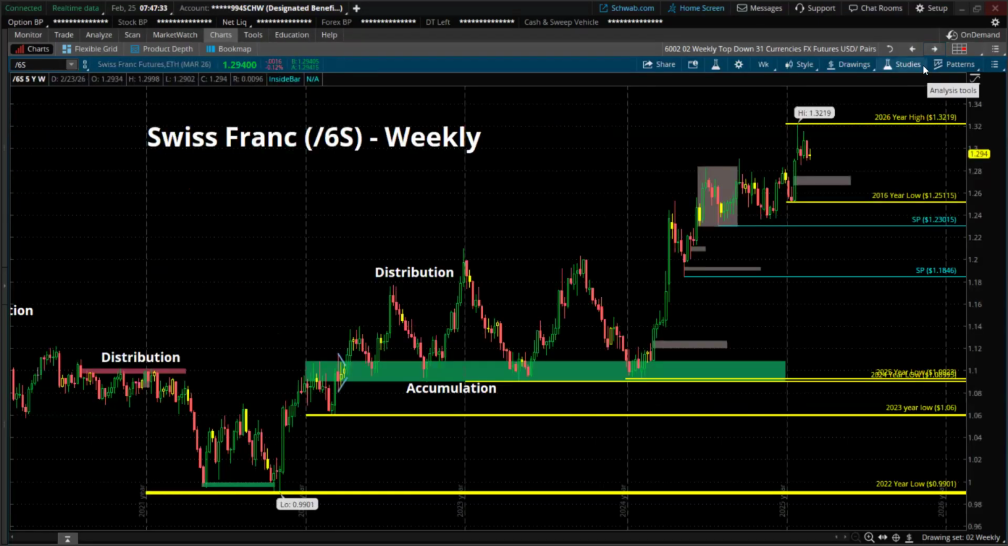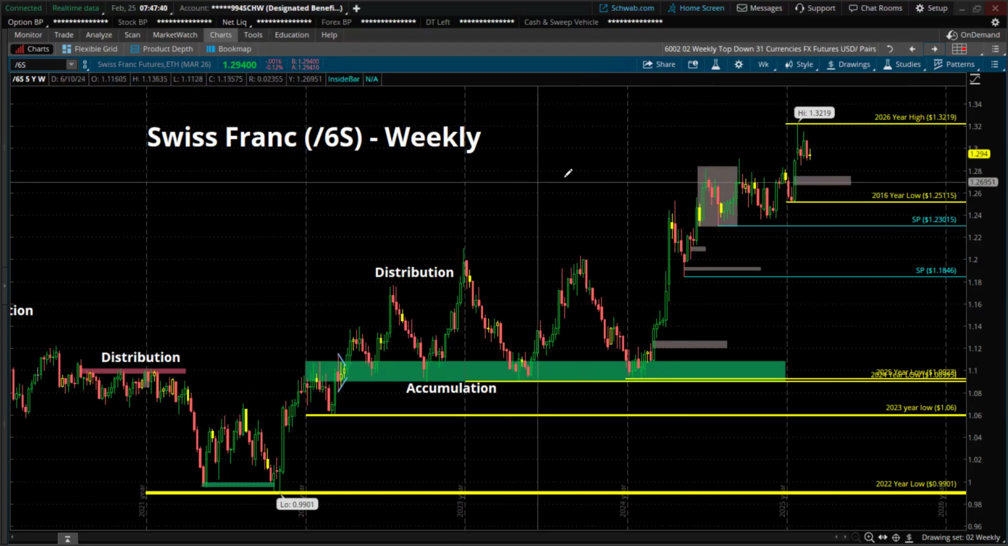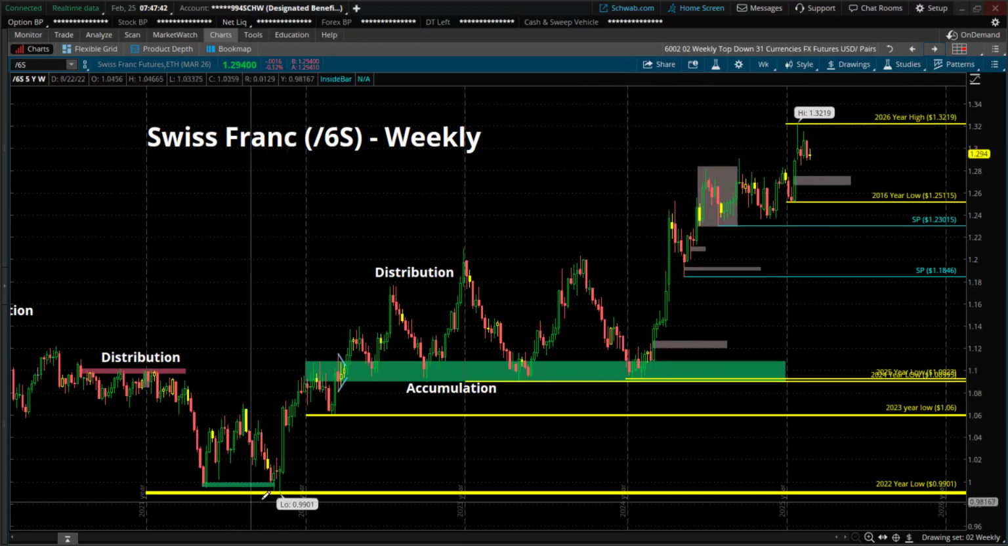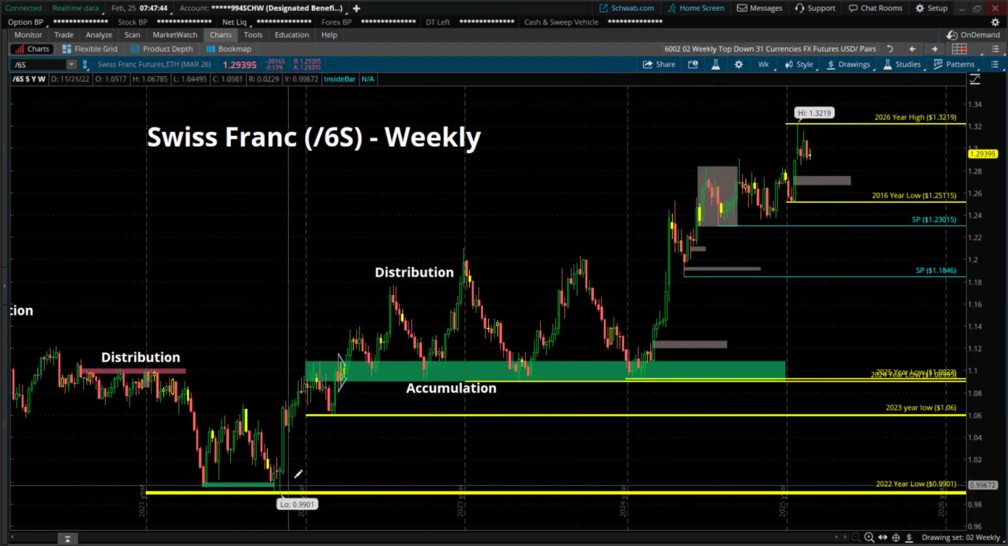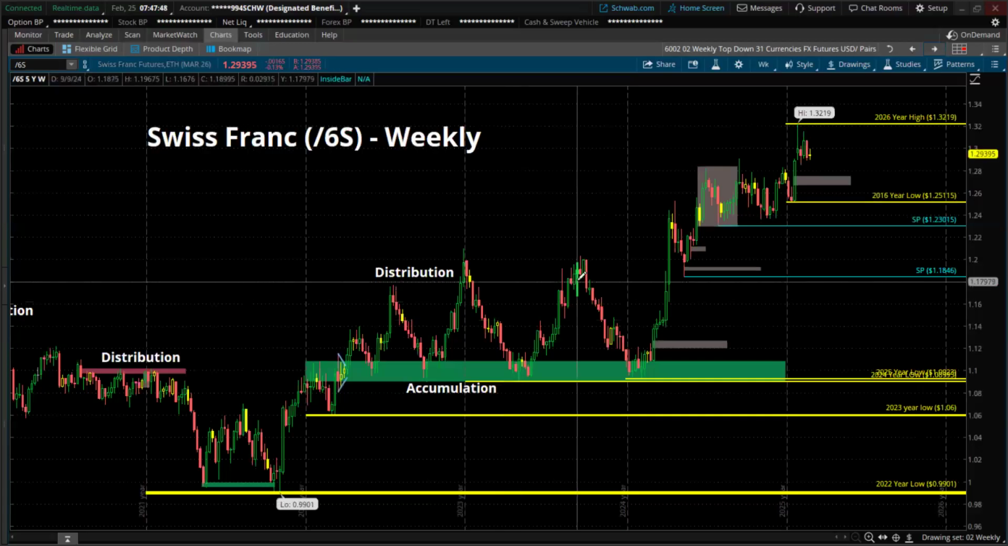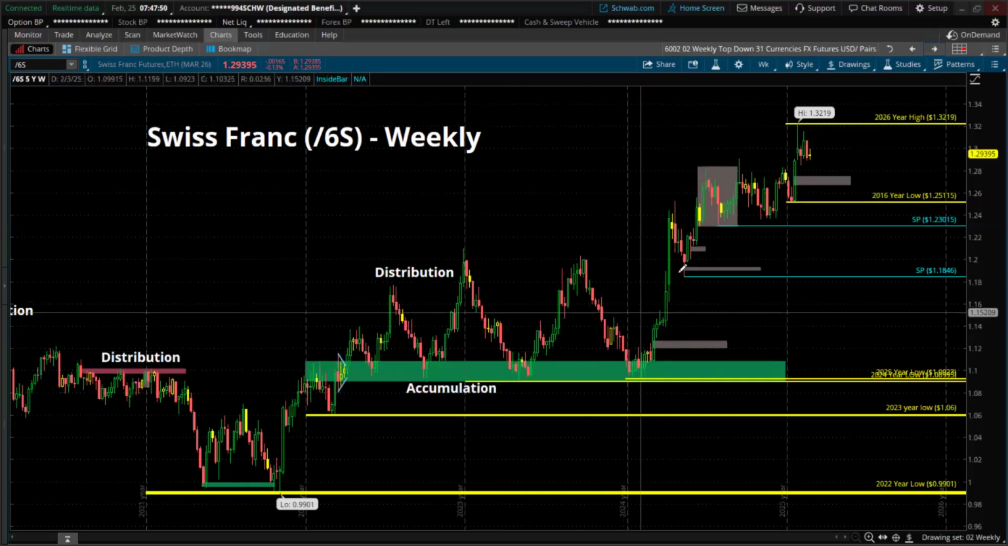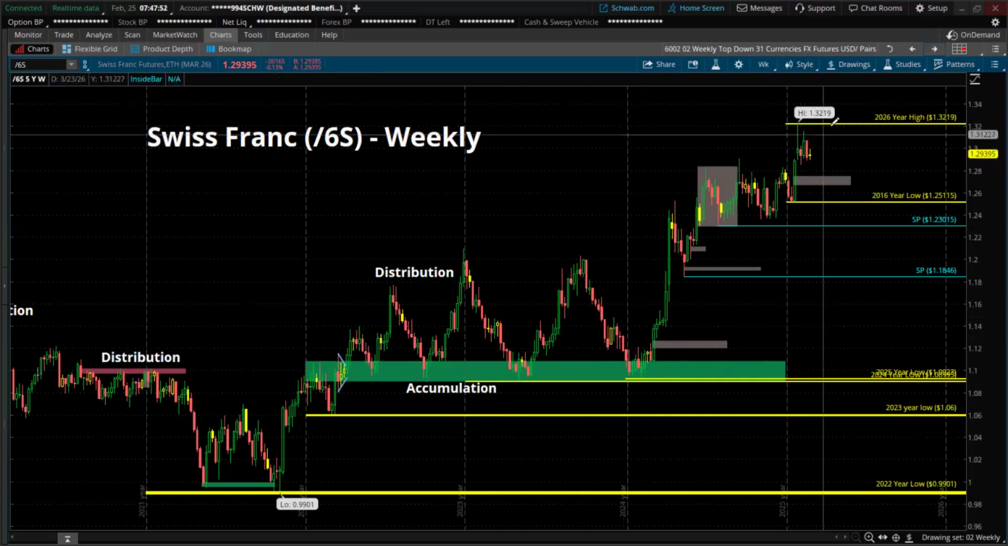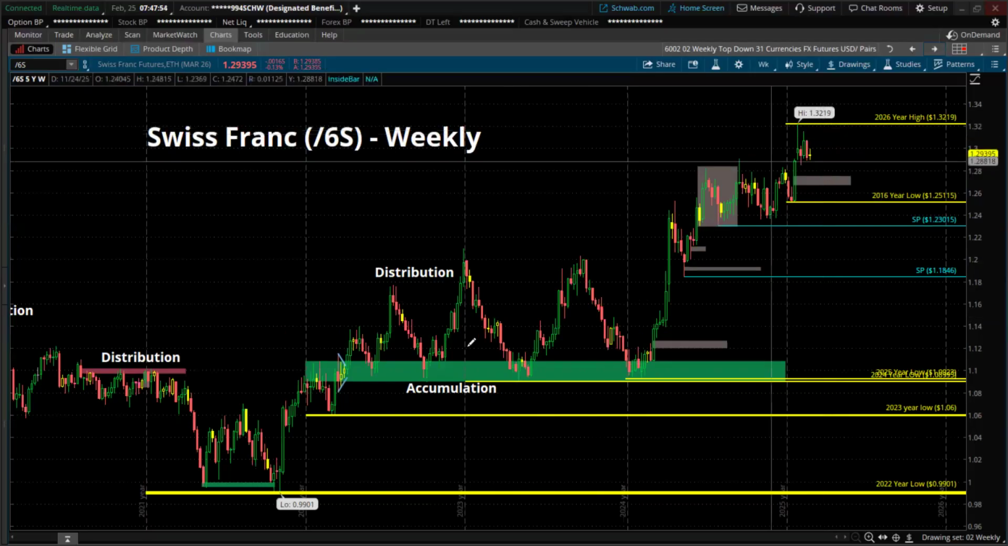The Swiss franc is considered a safe haven currency, just like the Japanese yen and US dollar. Five years of history. Look at the bottom left, the low of 2022. The Swiss franc has been going up in value against the US dollar for the past several years. Look at this year, a new high against the US dollar in the past 5 years.